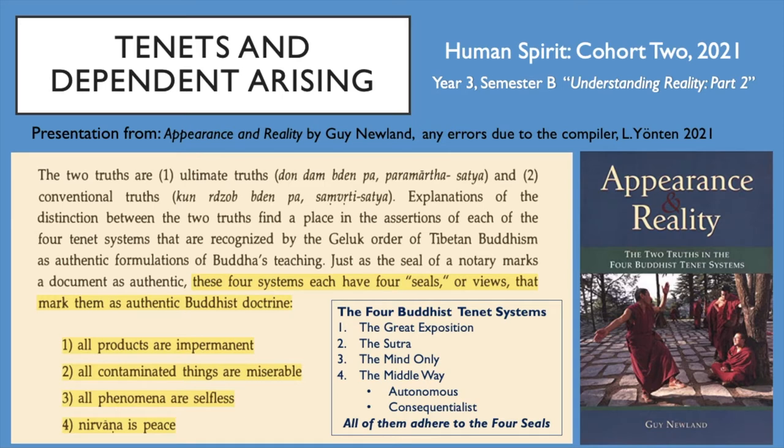They all believe all products are impermanent. All contaminated things are miserable or suffering. All phenomena are selfless, empty. Nirvana is peace. All four Buddhist tenet systems, the Great Exposition, the Sutra, the Mind Only, the Middle Way, all adhere to the four seals, but their understanding of them varies in terms of subtlety.